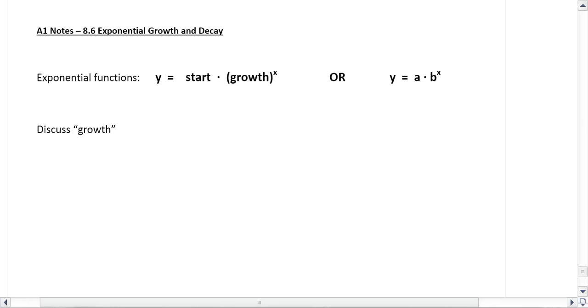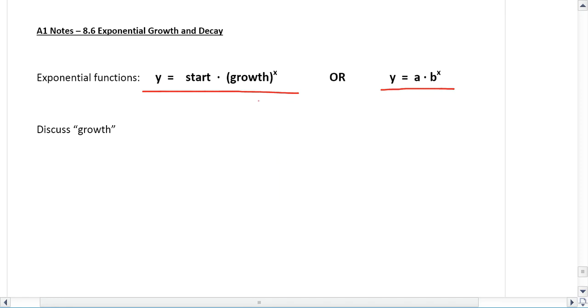This video is for Algebra 1, Chapter 8, Section 6, Exponential Growth and Decay. So first, a bit of review. We learned that we can write exponential equations as y equals a times b to the x, and in word problems, we're going to refer to that as y equals start times growth to the x.